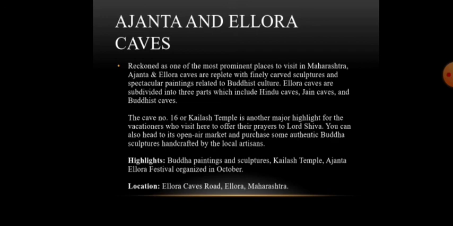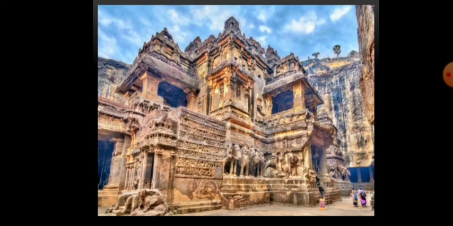Cave number 16, or Kailash temple, is another major highlight for vacationers who visit here to offer their prayers to Lord Shiva. You can also head to its open air market and purchase some authentic Buddha sculptures handcrafted by local artisans. Highlights: Buddha paintings and sculptures, Kailash Temple, Ajanta Ellora Festival organized in October. Location: Ellora Caves Road, Ellora, Maharashtra. This is the image of Ajanta and Ellora Caves.